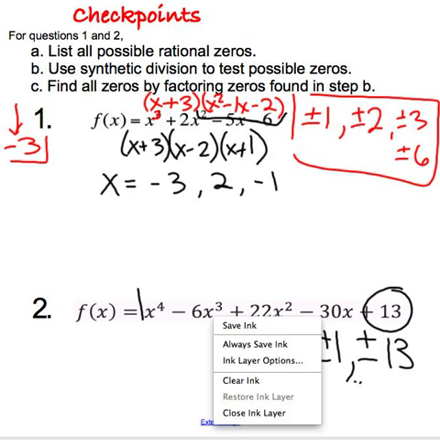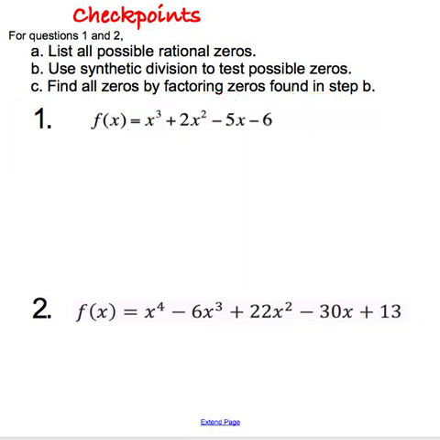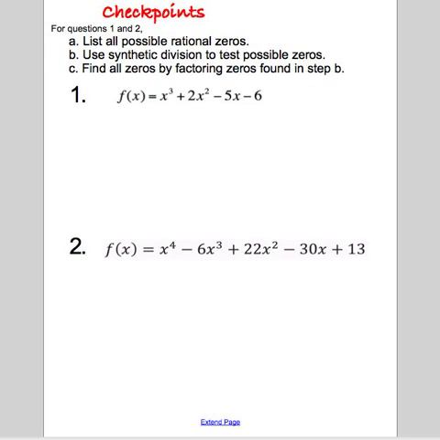So let's take a look at what we get here when we try these. I'm going to try 1 and negative 1, just because they're a little easier to work with. So let me give 1 a shot. 13 could work as well, but I think 1's faster. So we'll try 1.